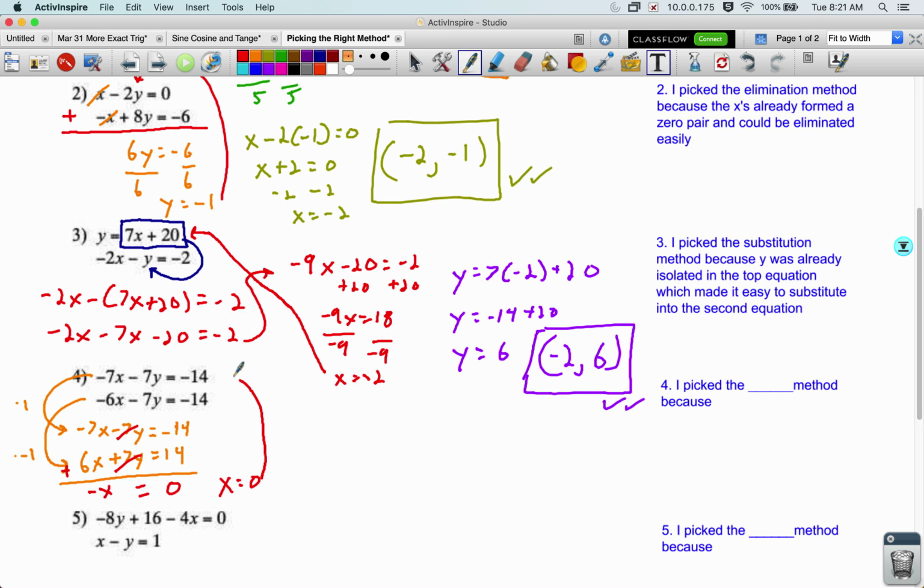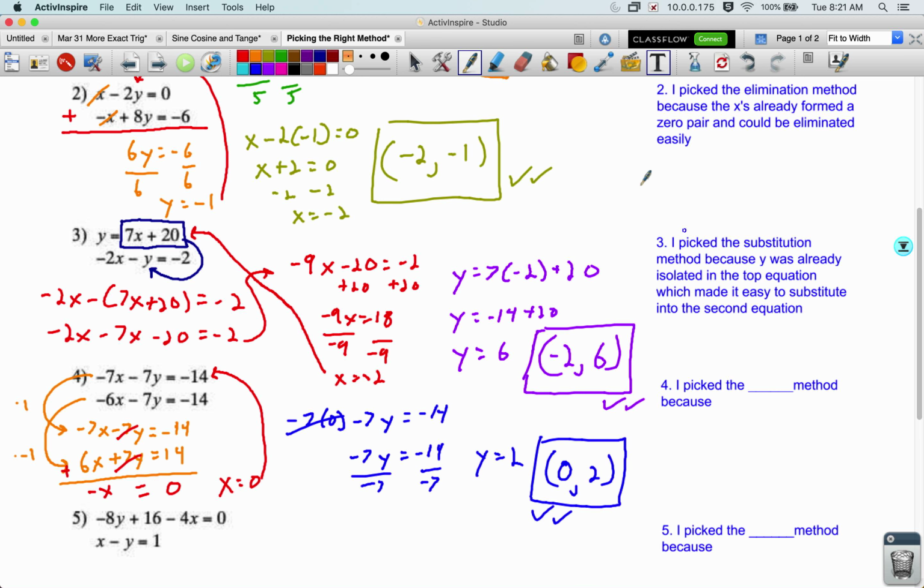Go ahead and plug that back into either of these. I'll plug it into that top equation. Negative 7 times 0 minus 7y equals negative 14. This cancels out. Negative 7y equals negative 14. Divide both sides by negative 7. Y equals 2. Let's double check with this equation here. 0 minus 14, negative 14 equals negative 14. Yep, it checks out. So 0 comma 2, final answer.